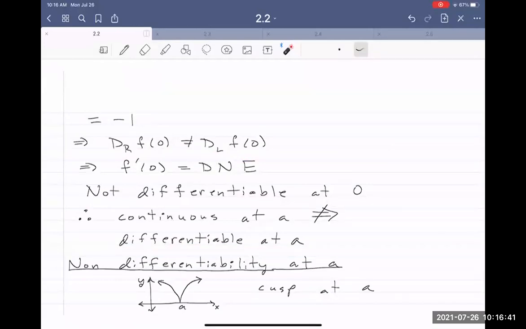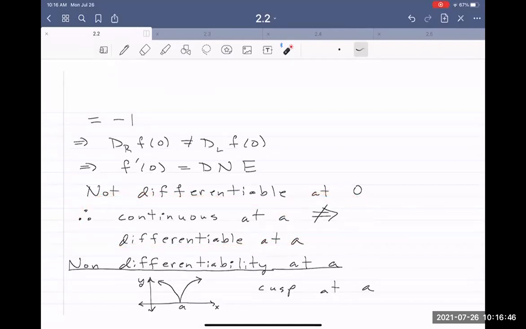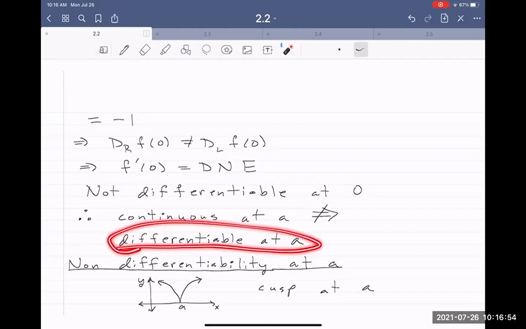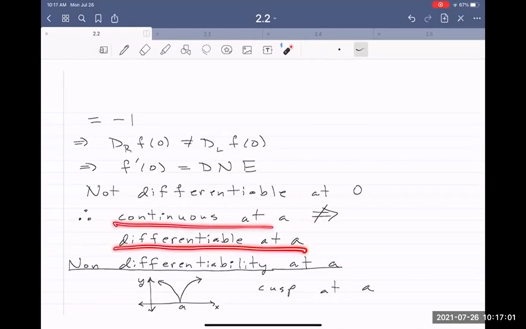Is that clear? This is a very important concept: if you are continuous at a, you are not necessarily differentiable at a. But if you are differentiable at a, you must be continuous at a. So if you're differentiable, then you are continuous. But if you are continuous, you may not necessarily be differentiable. Any questions about that? Okay.